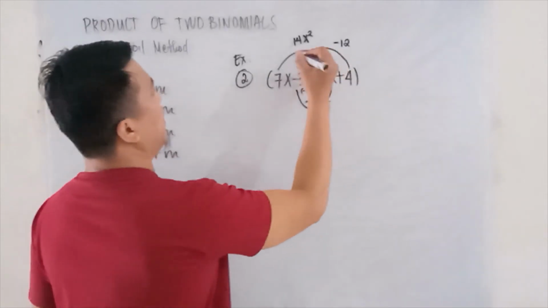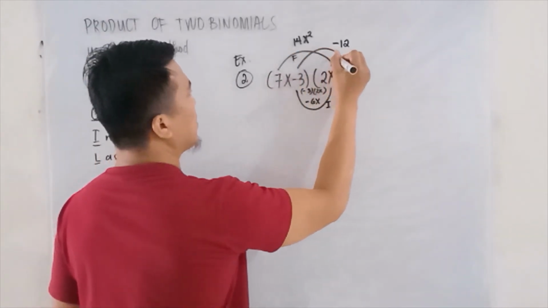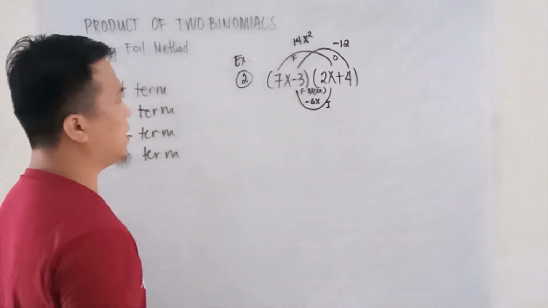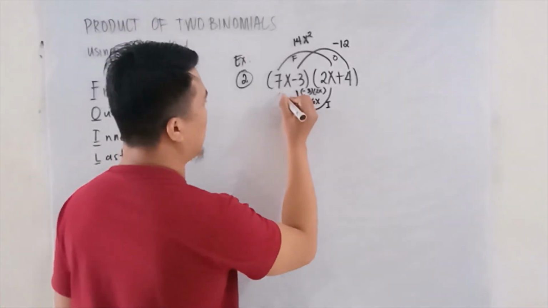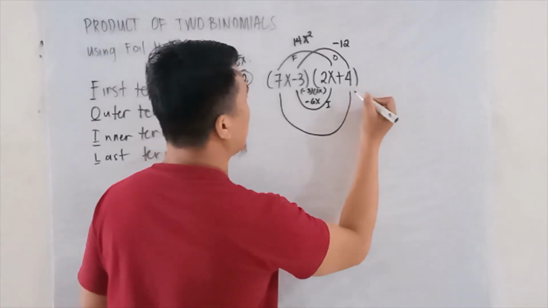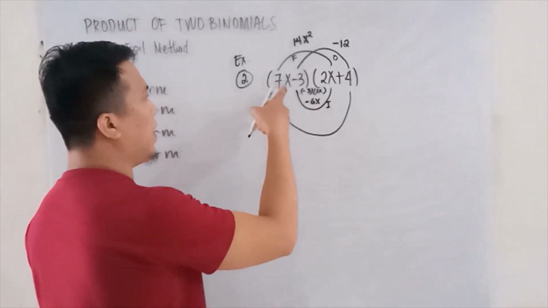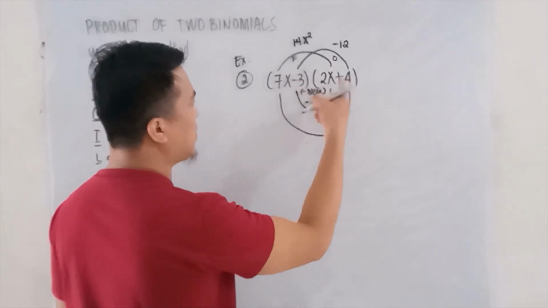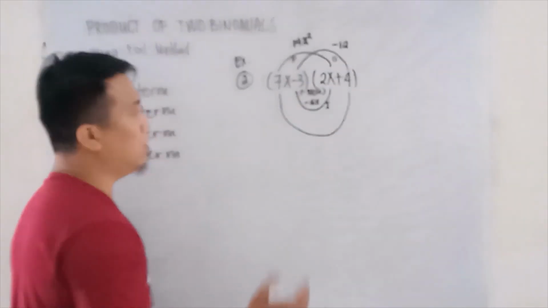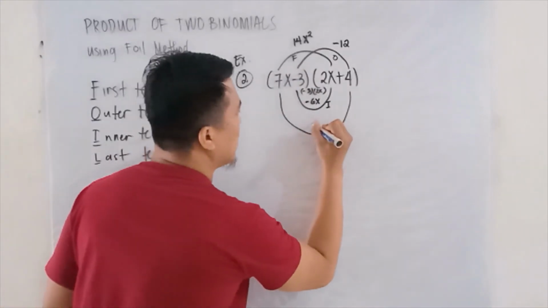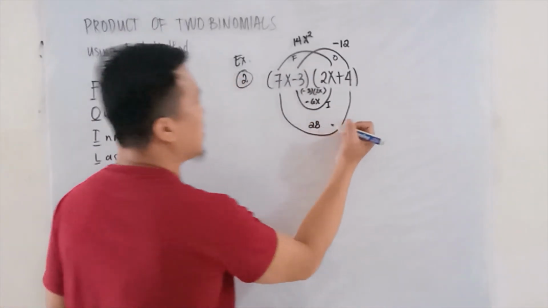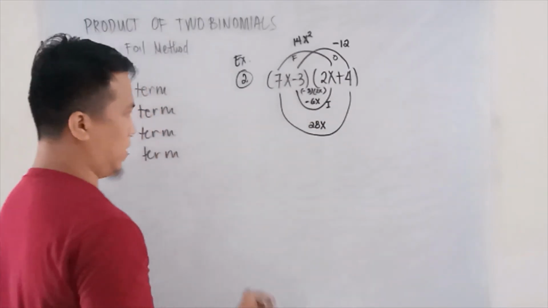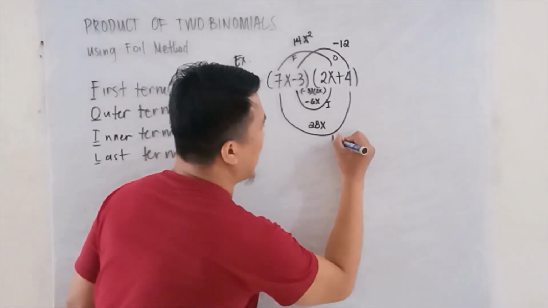So we have first, outer, inner. Next is our last term. Okay, so 7x times 4. 7 times 4, focus first on the numerical coefficient. 7 times 4 is 28. Then copy x. And that is for the last term.